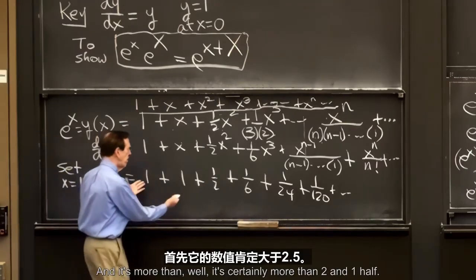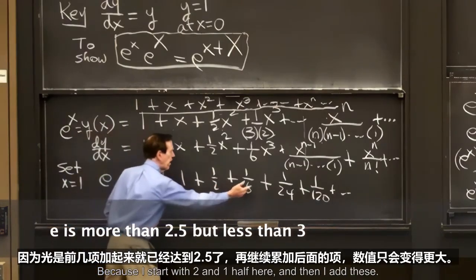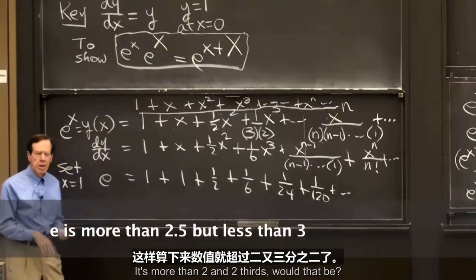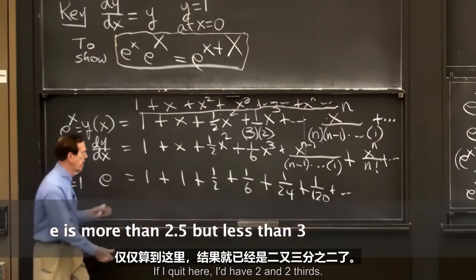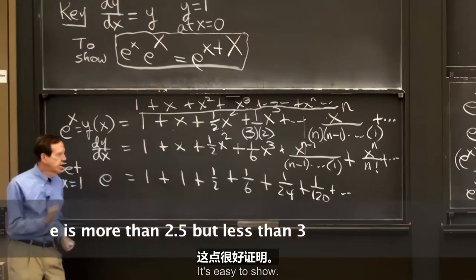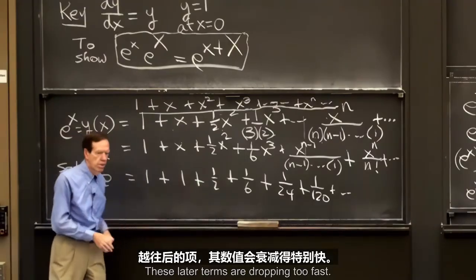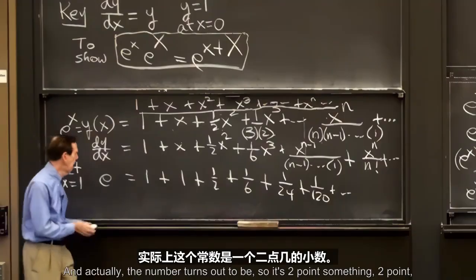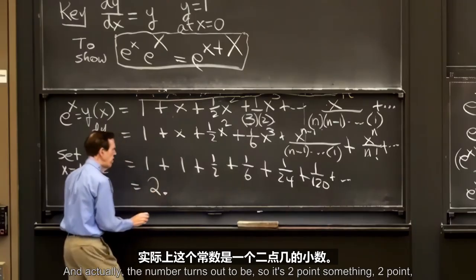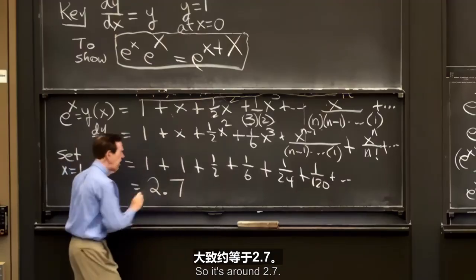It's certainly more than 2.5, because I start with 2.5 here, and then I add these. Well, I could even throw in 1/6. It's more than 2 2/3, would that be? If I quit here, I'd have 2 2/3, and then I get a little more. It's easy to show. No way you would reach as far as 3. These later terms are dropping too fast. And actually, the number turns out to be 2 point something, a little more than 2 2/3. So it's around 2.7.